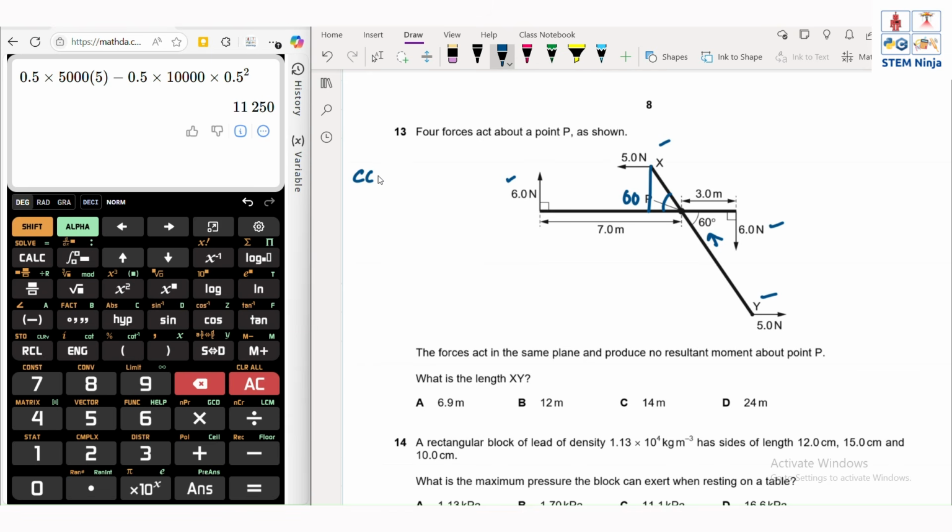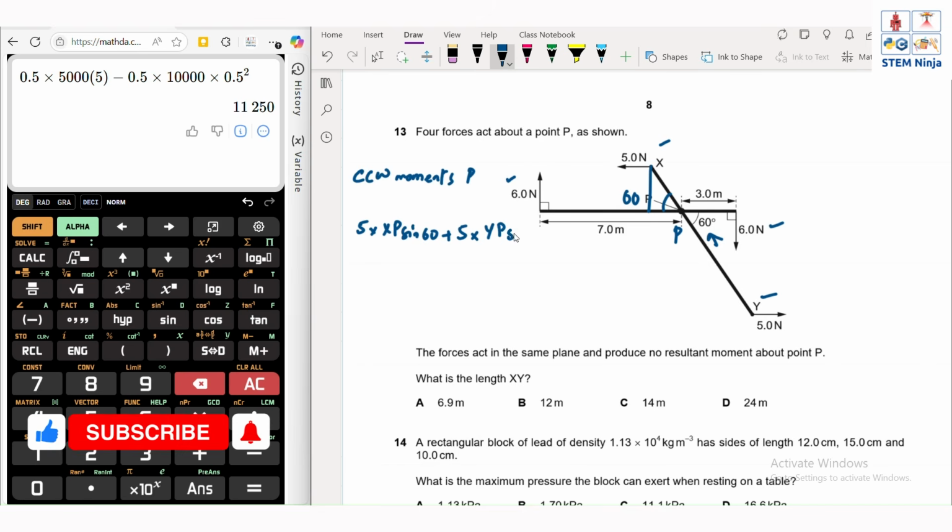Right, okay. So counterclockwise moments about P basically, they would be 5 and 5, right? We don't know what this length is. Let's call it xp over here and yp. So we have 5 times xp sine of 60 plus 5 times yp sine of 60 also.